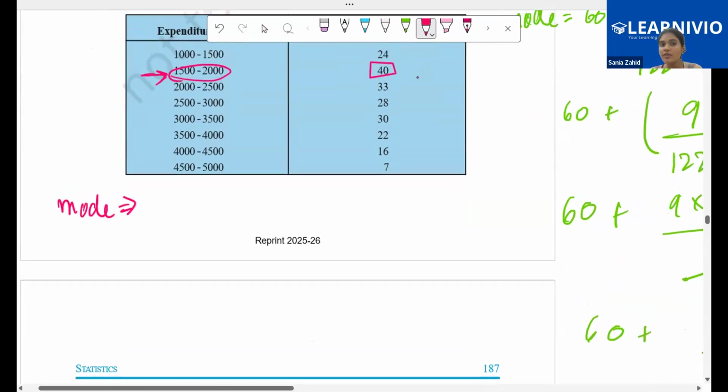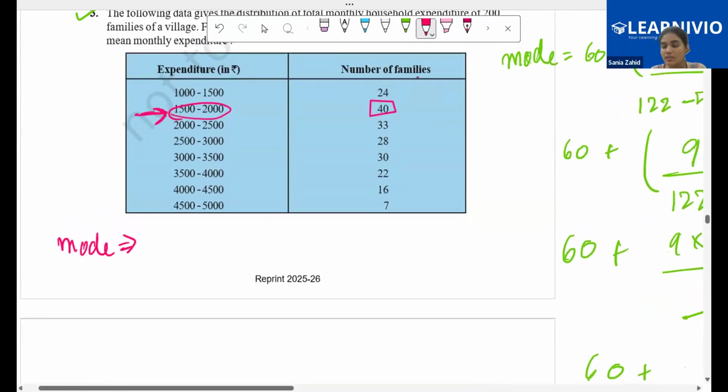Umer, how come 2,500? No, I got 4,100. I don't understand. You can't get 4,000 as your answer. Please tell me, first of all, do you understand why this is the modal class? Yes. Okay, now tell me what are the values for this one? What is L? 1,500. Okay, 1,500. Then plus, what is F1?